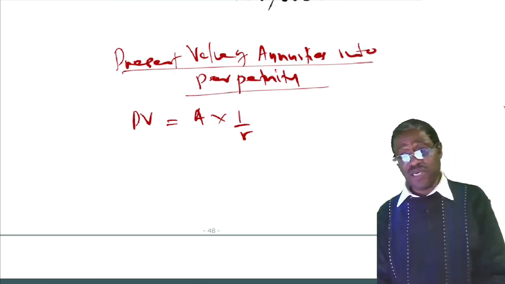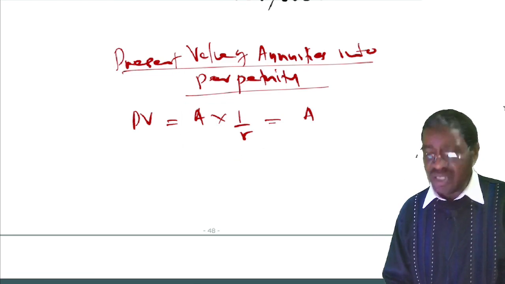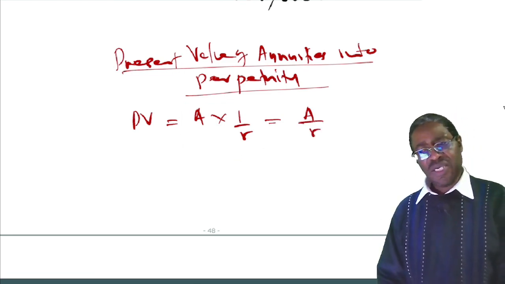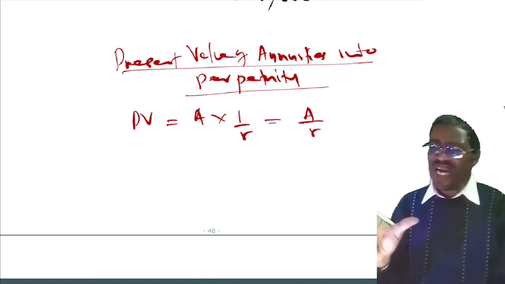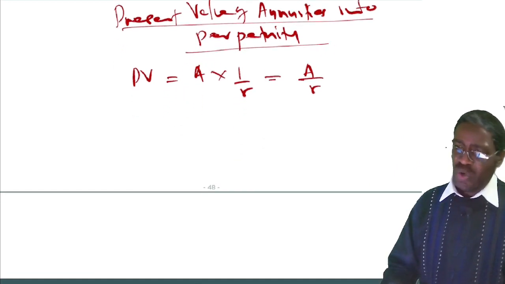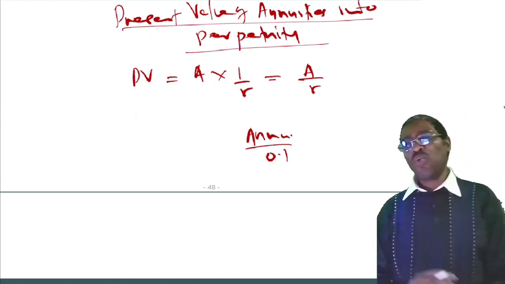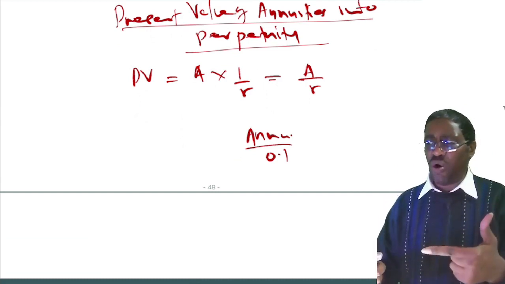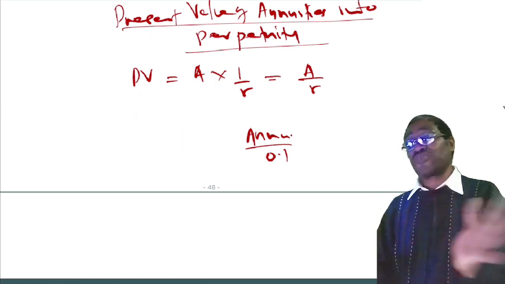That is the formula. In other words, you are taking the annuity and dividing that by R. When you divide an amount of annuity by the rate, like 0.1, what you are doing is capitalizing. It's what we call capitalizing the annuity at the rate of interest of 10%.